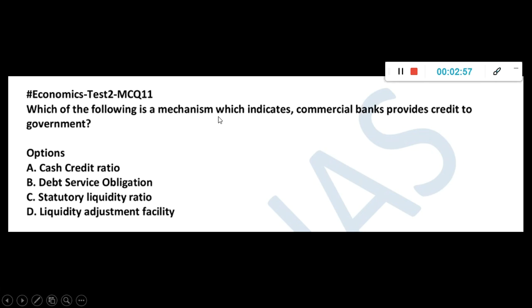Which of the following is a mechanism which indicates commercial banks provide credit to the government? Cash credit ratio, debt service obligation, statutory liquidity ratio, and liquidity adjustment facility. This is a UPSC question, and it can be answered only if you know what these terms are.